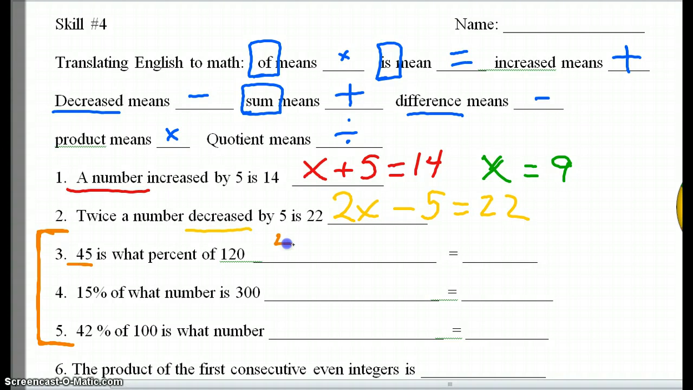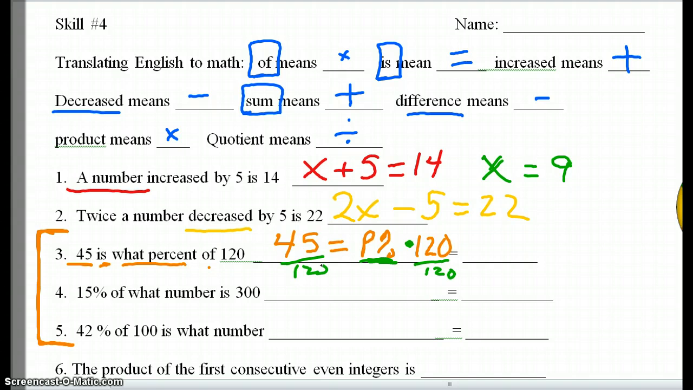So 45 is 45. Is, remember, means equals. What percent, that's what we're trying to figure out. So I'll just put what percent. Of means multiply. And I get 120. So again, let's look at this equation as far as a mathematical equation. I want to solve for p, so I have to get rid of this 120. So to get rid of 120 on the right hand side, since it's times, I would divide both sides by 120. Again, now take out your calculator.